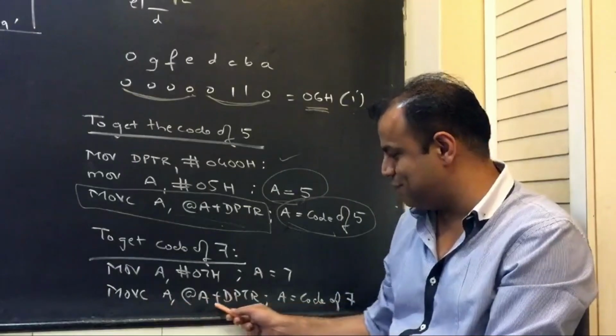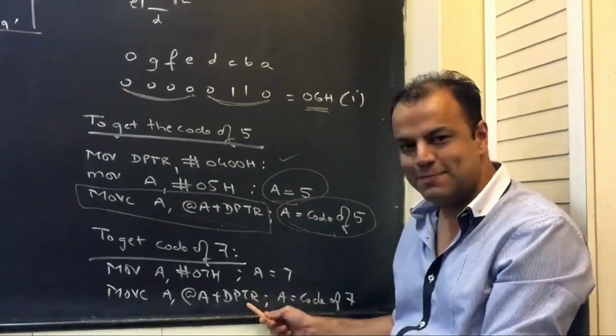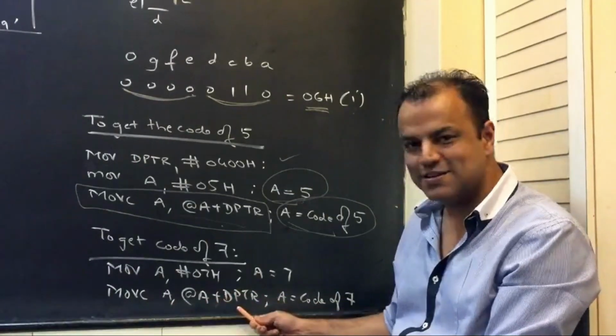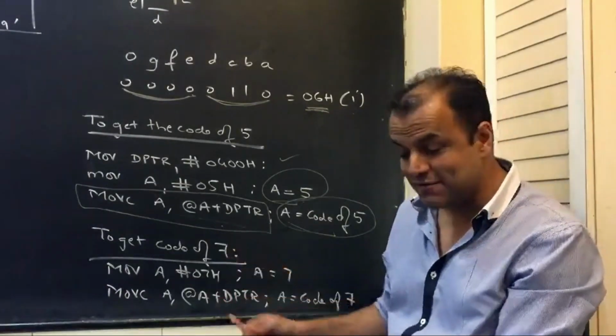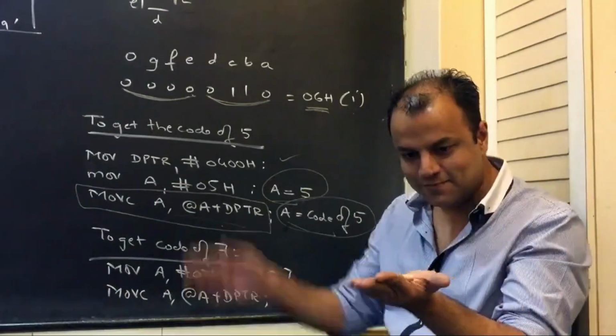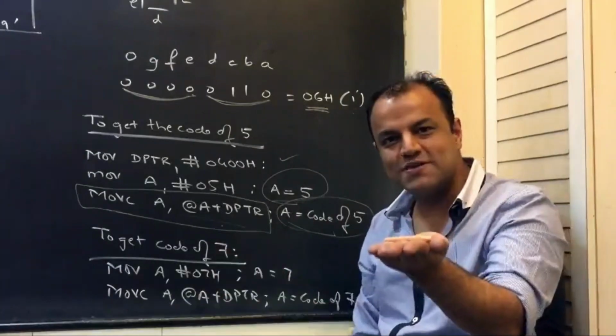Who gets the data? A. From the location pointed to by A plus DPTR. DPTR is 0400 plus 7, that is 0407. You will get the code of 7. So A was 7, and becomes the code of 7.